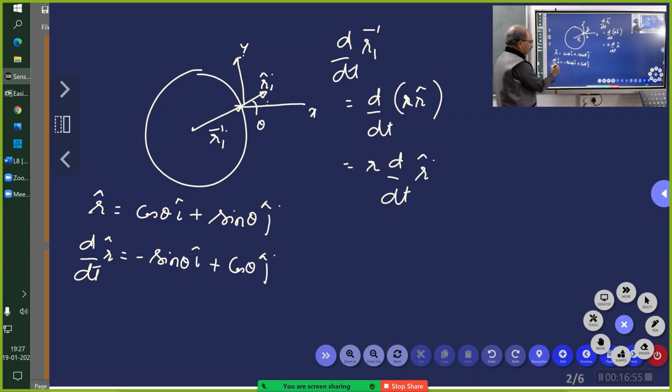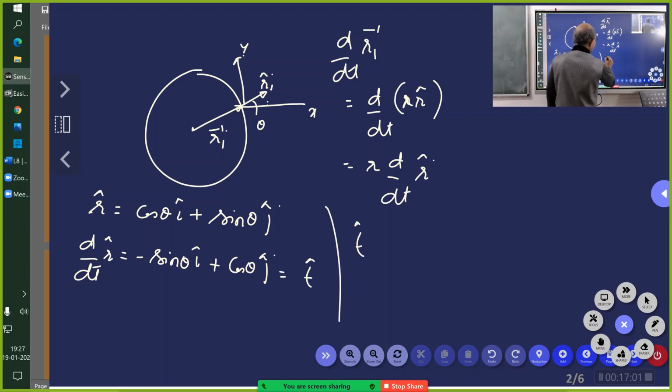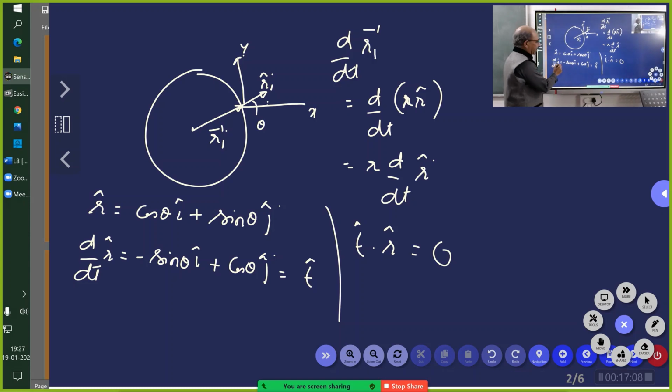Right? And supposing you say this is t cap, and now you say t cap dot r cap. If you take the dot product of these two, you will get 0. Therefore, d by dt of r cap is perpendicular to r cap. So you will get the vector like this.